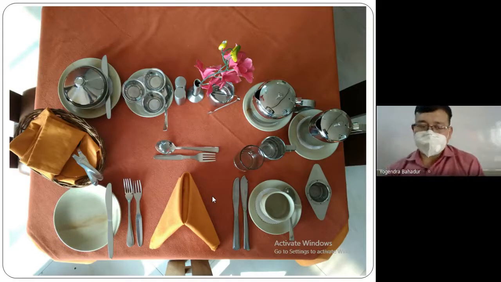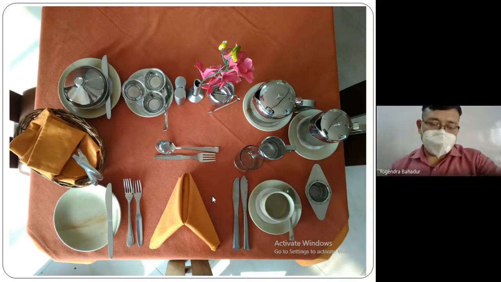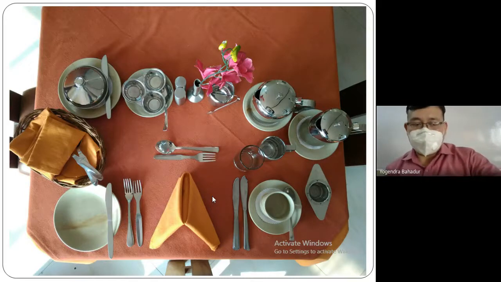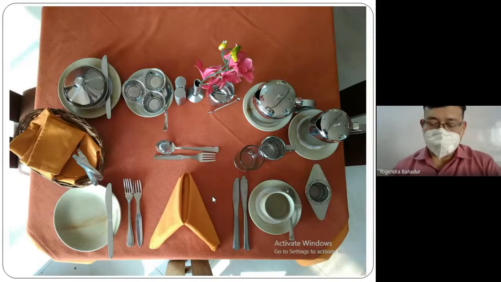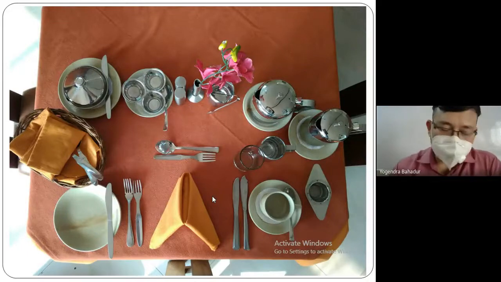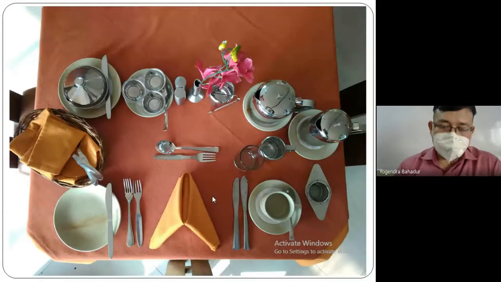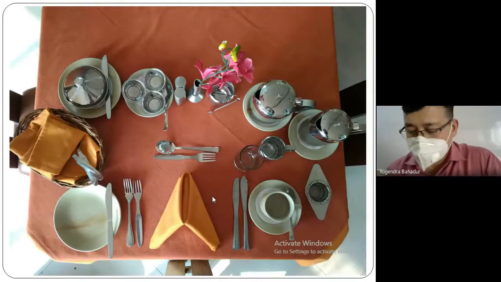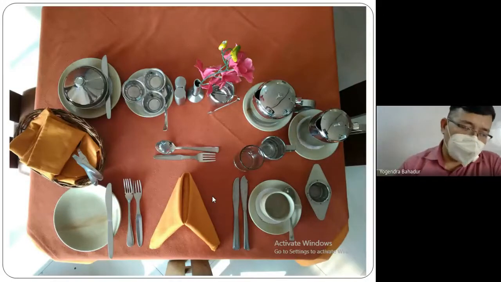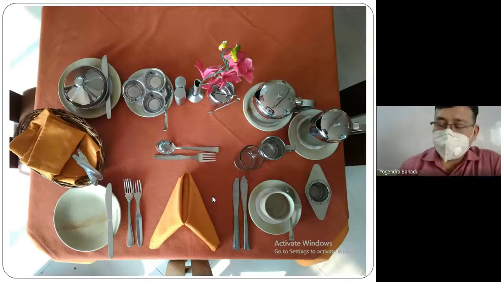Yes, in case your practical exam will be taken offline, then in that scenario you will have to lay down this particular setup on the table itself. So that particular offline practical will become slightly more difficult, and it will become easy if you remember all the things that we have discussed till now. Okay, fine. Now moving to the American breakfast.